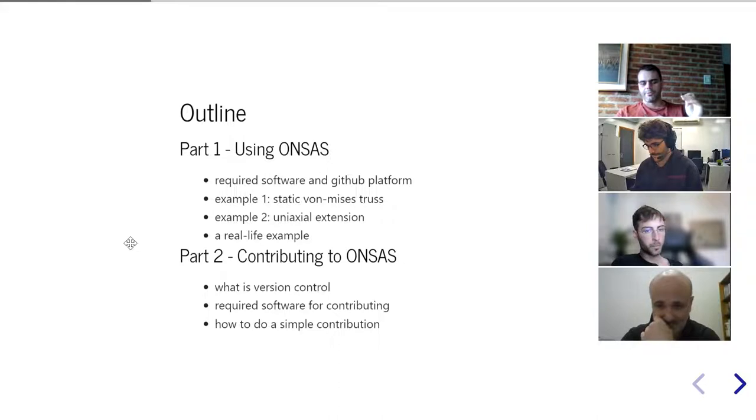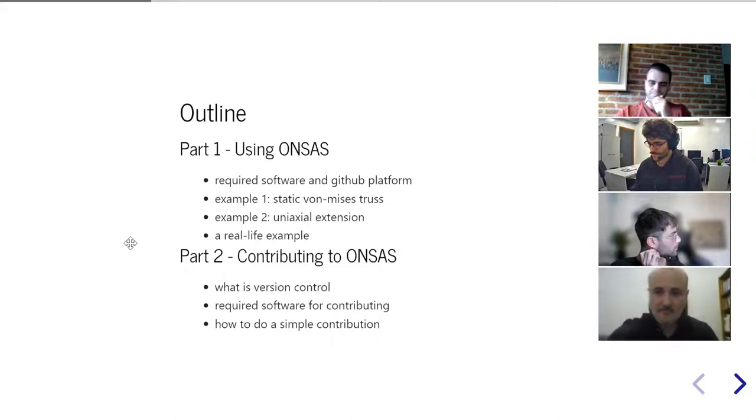So in the first part, I will show how to use ONSAS. I will show which is the required software and talk about the GitHub platform. Then present two examples very briefly and also present a real life example. And then in the second part, I will talk on how to contribute to the code, and very briefly explain the concepts behind version control.